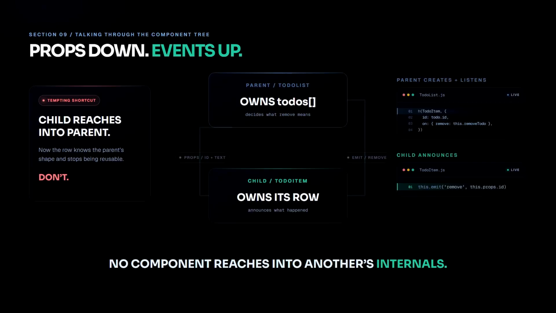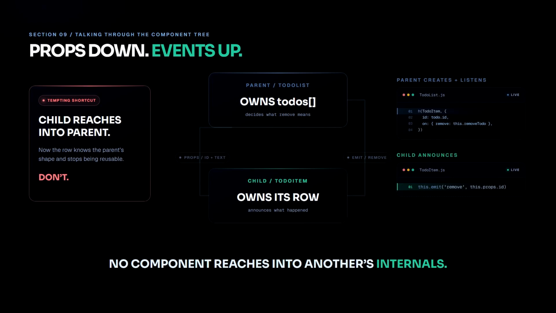A real page isn't one component, it's a tree of them. The to-do list owns the array. Each row is its own small component, each having its own delete button. So when someone clicks delete on the fourth row, suppose, how does that reach all the way back to the array sitting on the parent? The tempting shortcut is to just hand the child a reference to the parent and let it reach in and change the list directly.